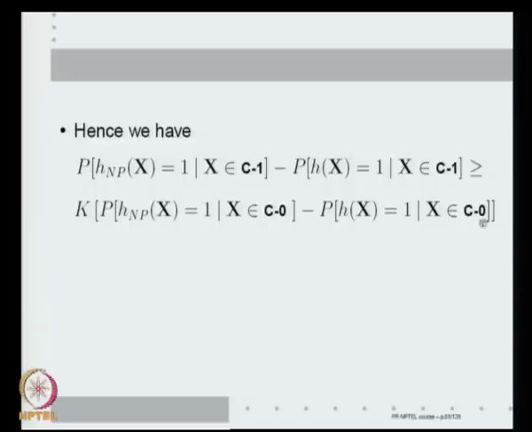let us look at what is there in the brackets here. This is probability h_NP(x) equal to 1 conditioned on x belongs to C0 minus probability h(x) equal to 1 conditioned on x belongs to C0.